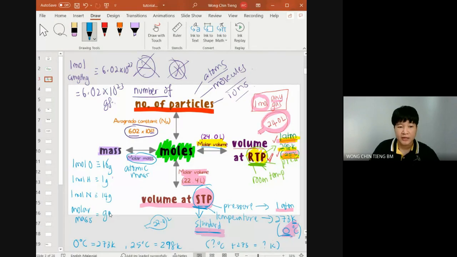And that's why the unit of molar mass will be gram per mole. Why is it gram per mole? Because it's the mass compared to 1 mole. That's why the unit of molar mass, as the name molar mass suggests, mole mass. 1 mole, how many gram? Therefore, its unit is gram per mole. And what can change here is only the mass, depending on the question. The others are constant. 1 mole of particles is the same. 1 mole of volume at RTP is the same. Volume at STP is the same.